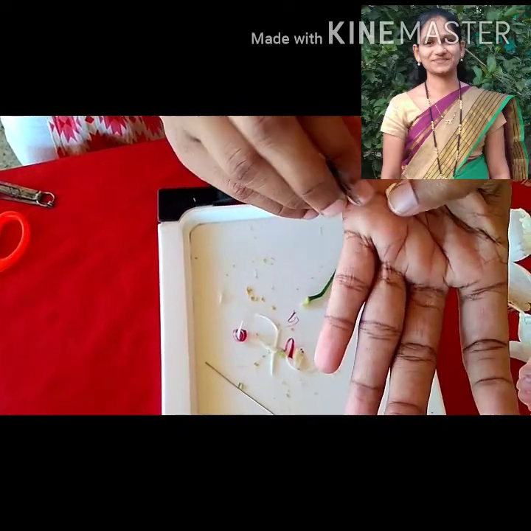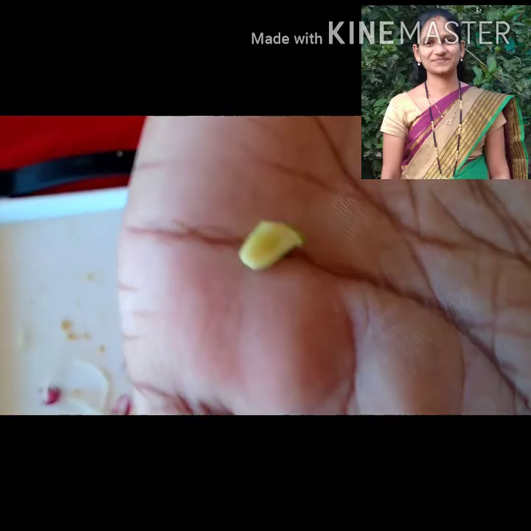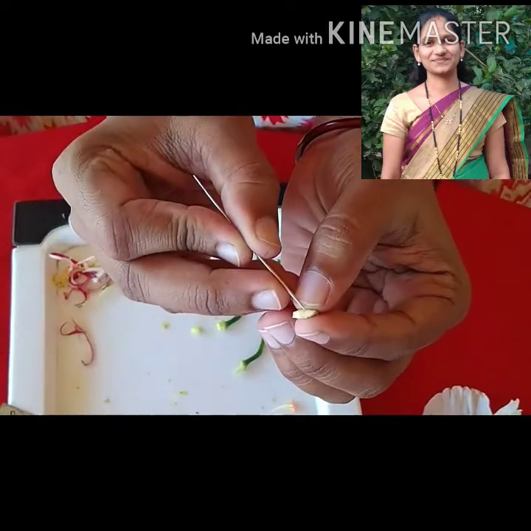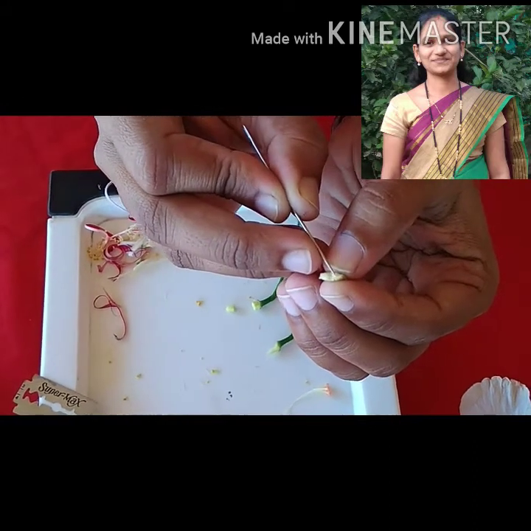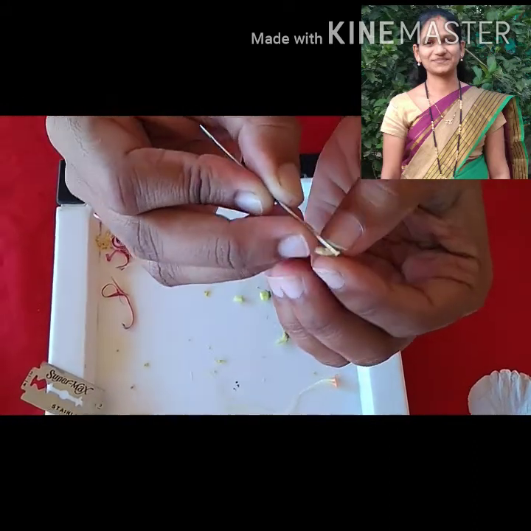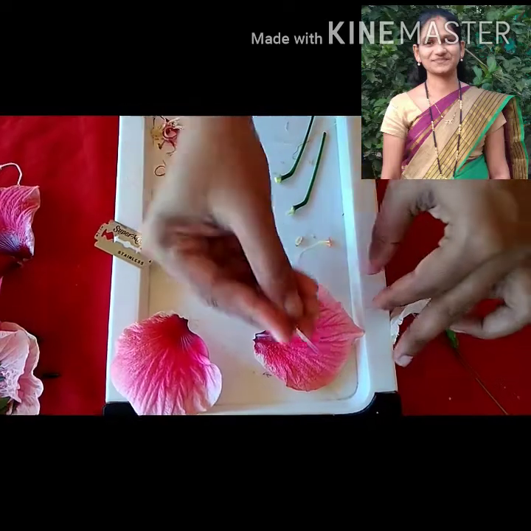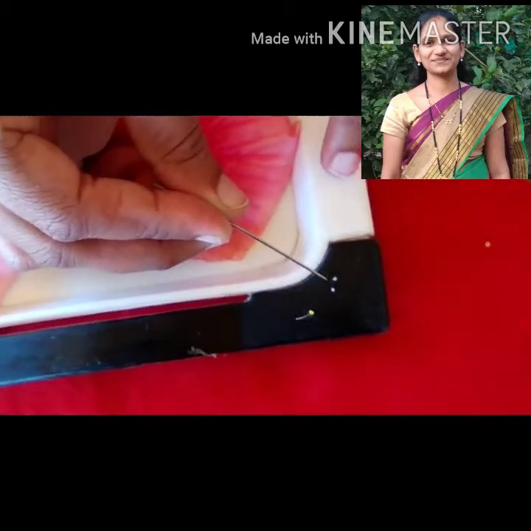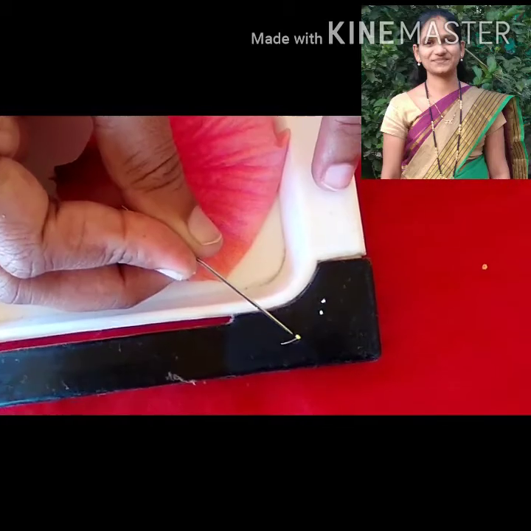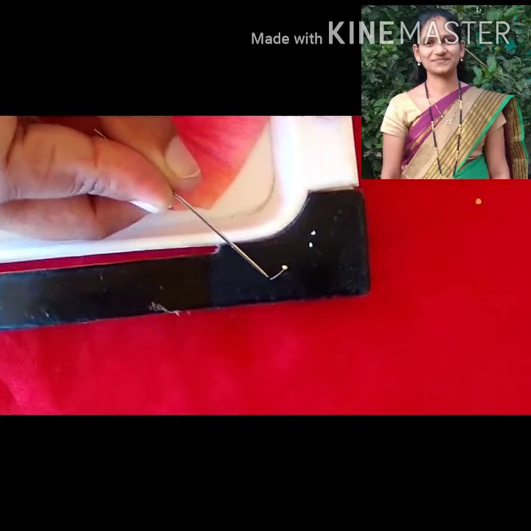In that ovary, what is present? The ovules, the smaller structures. So these smaller structures are the ovules present in the ovary. See, these are such small structures. If we take them out separately, see how they are looking. Yes, I'm putting them here. So these are the small ovules present inside that ovary. Okay, and we have seen the structure of anther and filament. This is the anther and this part is the filament.